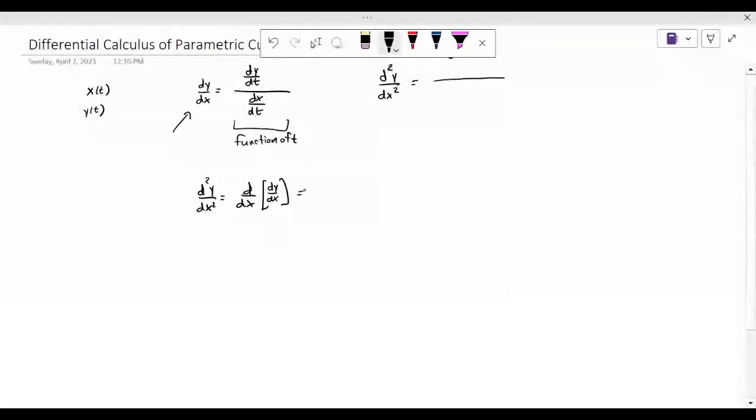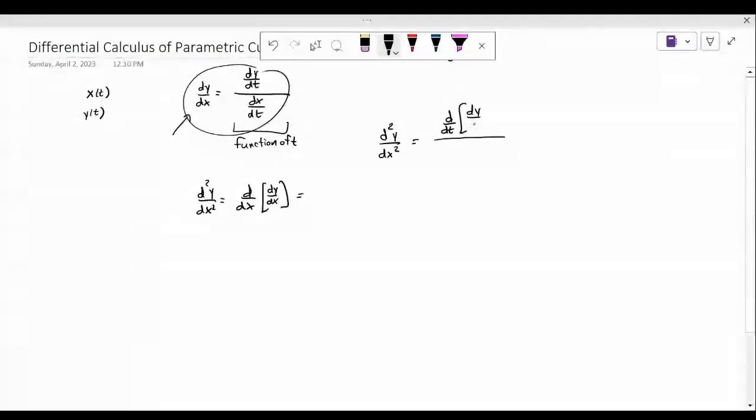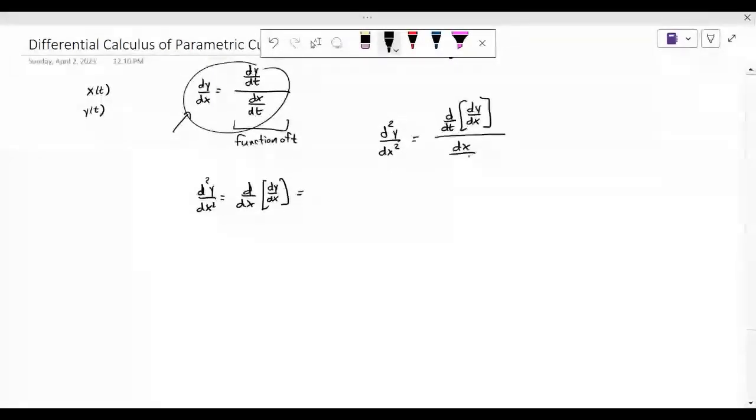So using the rule above, I think all you have to do is just differentiate this expression with respect to the parameter t. It's a function of t. It's the derivative with respect to t of the first derivative, which is going to be a function of t. And on the bottom, you still differentiate x with respect to t. So that's a little tricky. It's not what you think it is, right? It is not the second derivative of y with respect to t divided by the second derivative of x with respect to t. That's wrong. Okay.